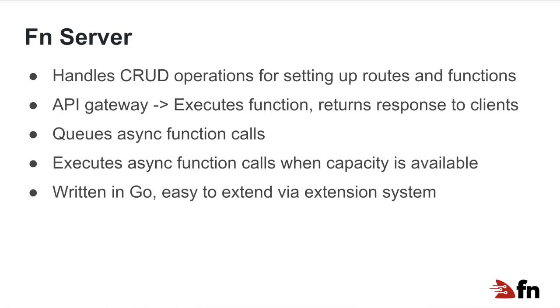If it's an asynchronous function call, it'll queue that up on the message queue. Asynchronous function calls get queued up, and they only run when there's capacity available, meaning the synchronous functions that come in through the API gateway or the HTTP requests will always run first because the user's waiting for them. The asynchronous ones will run when there are any available slots. The server's written in Go, and it's easy to extend via an extension system. If you want to plug in your own authentication system, you can do that.